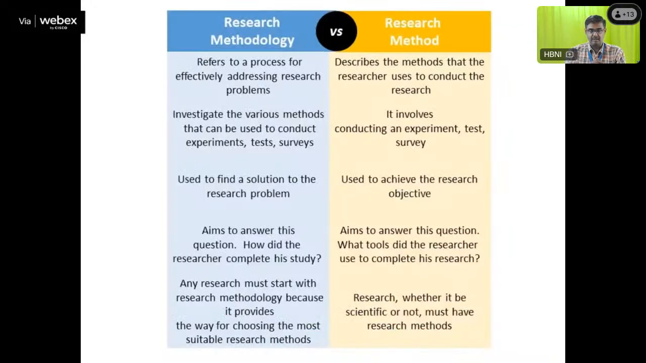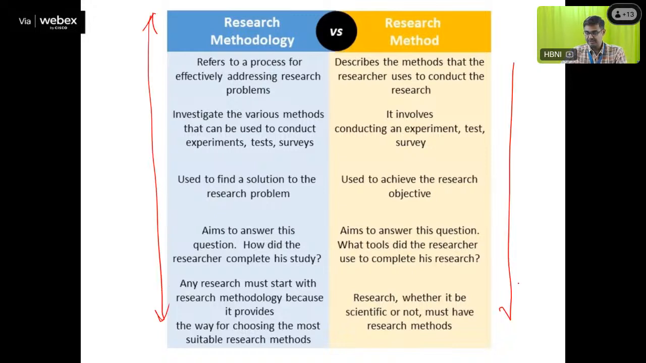So this is a table which I have given you, just from literature. What is the difference between research method and research methodology in one table format? Research methodology refers to a process for effectively addressing research problems, and research method describes the methods that researchers use to conduct the research.